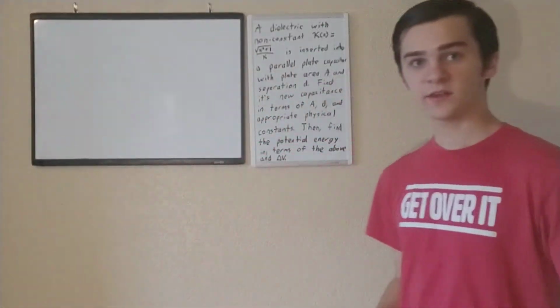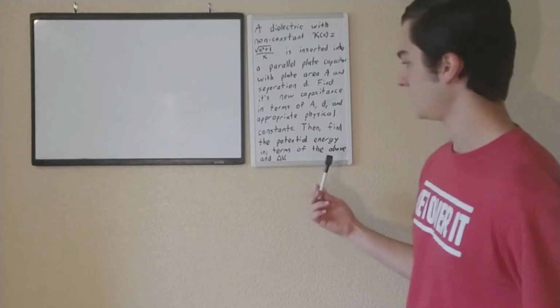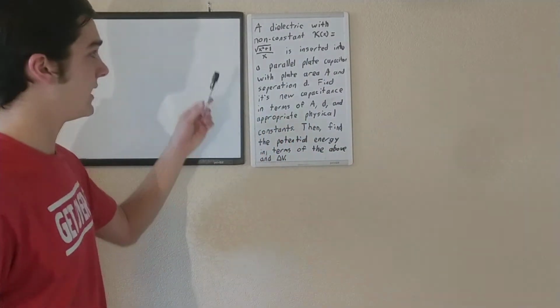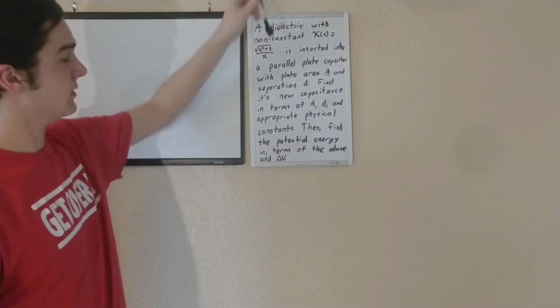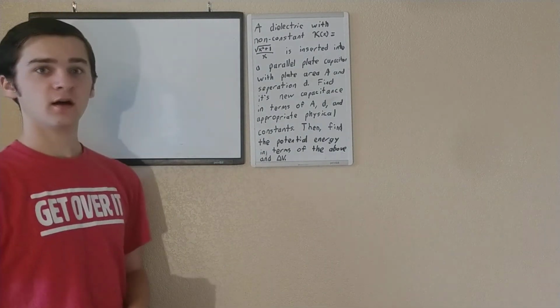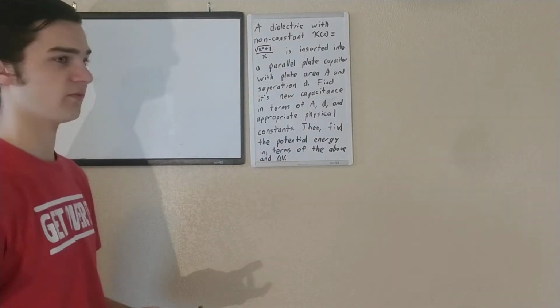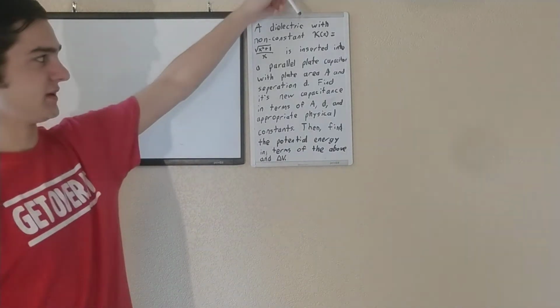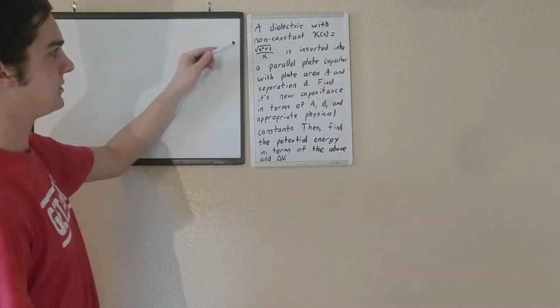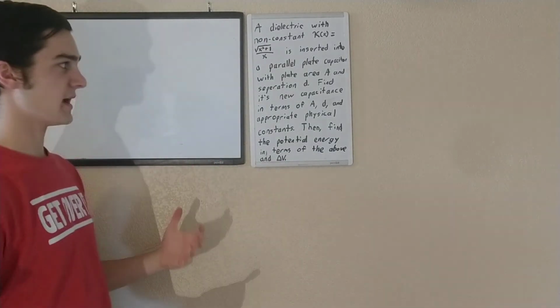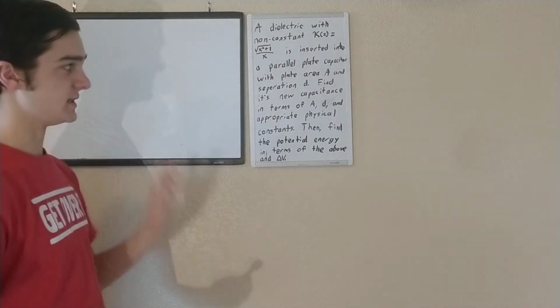So for the second part of this review video, we're going to be solving this problem right here. We're looking at a dielectric with a non-constant dielectric constant. I guess it's more of a dielectric function. We have kappa as a function of x equals the square root of x plus 1 over x, and it's inserted into a parallel plate capacitor with area A and separation d.